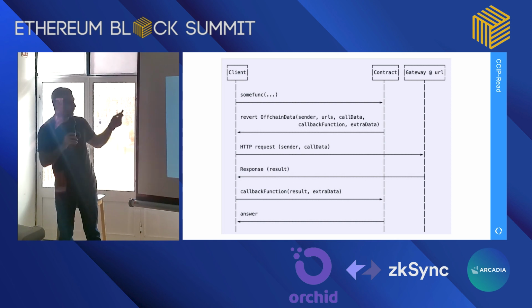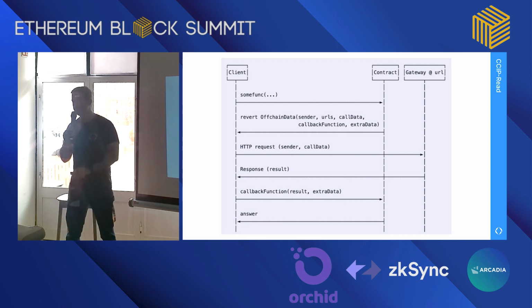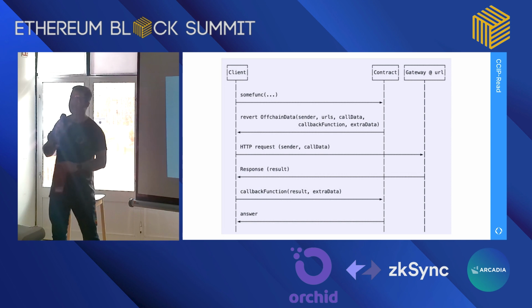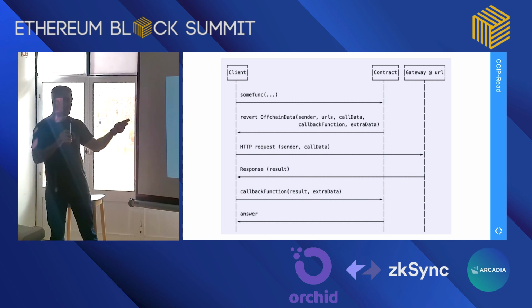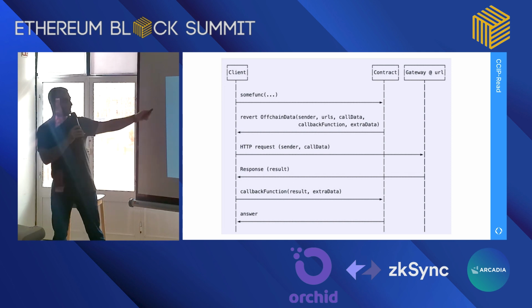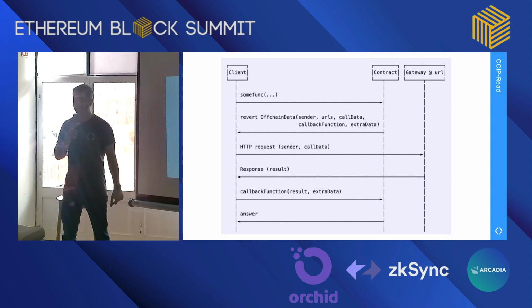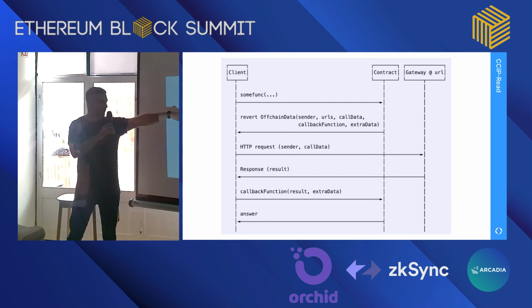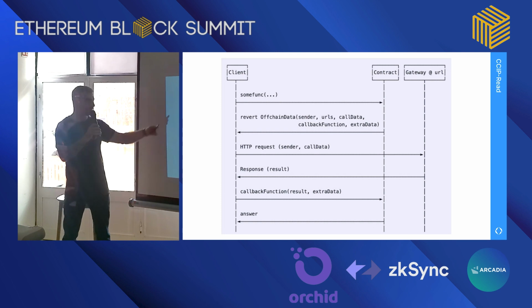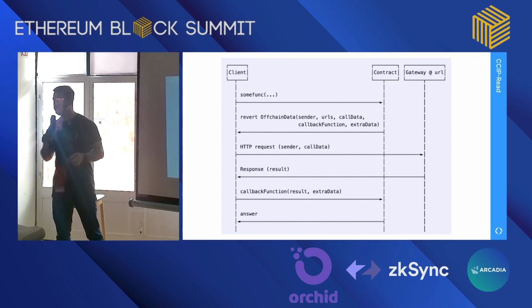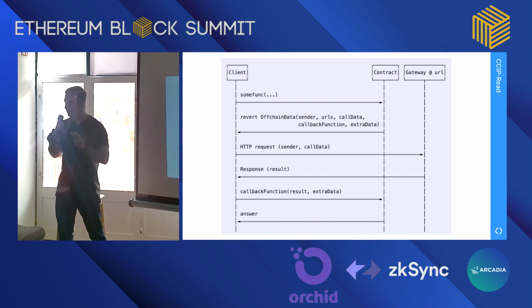But in our case, what we did is we used a Solidity feature introduced after Solidity 0.6, which is custom errors. It's not really new, but it's useful here. So we are asking the contract for some function. We are saying that we are looking for some data. And the contract checks and says, no, I don't have it, but I know where it is. And instead of reverting with a not found error, it reverts with a custom error called OffchainLookup, which has all the information about where the data is.